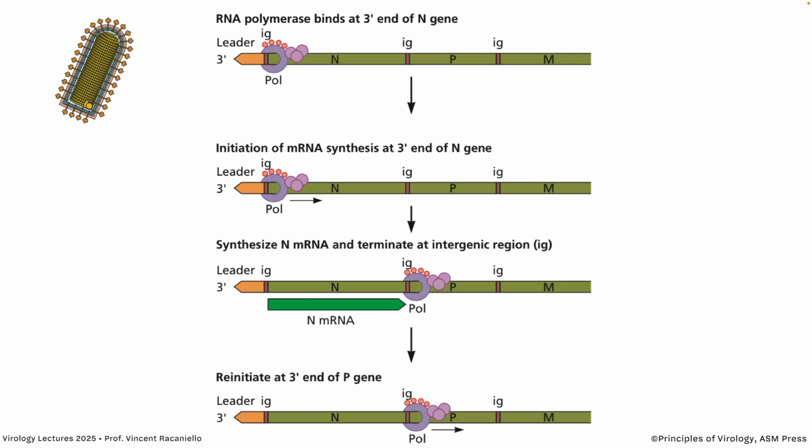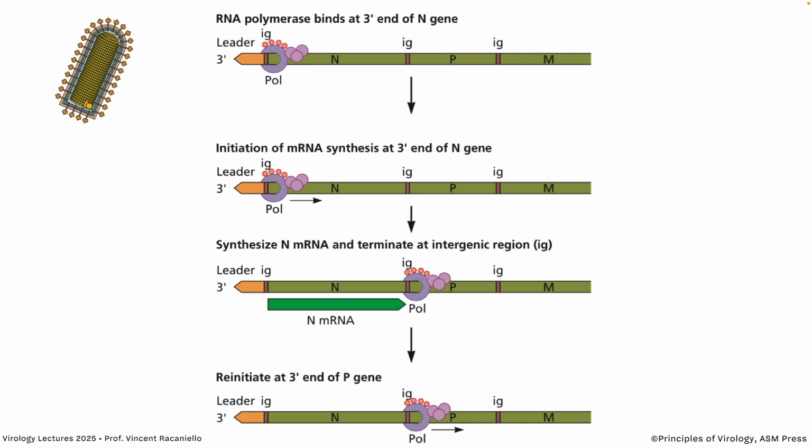And between each gene, between N and P and M, et cetera, there's what's called an intergenic region. So the polymerase initiates at the 3' N and makes an N mRNA. It then stops at the intergenic region. So now you have a complete messenger RNA. And it reinitiates in the P gene and makes a P mRNA. Then it stops at the next intergenic region, makes a P mRNA, and then goes into the M and so forth. Okay, so that's the mechanism of making each of these individual mRNAs.